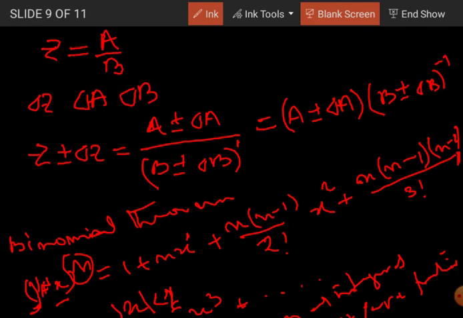So 1 plus x to the power n will be equal to 1 plus nx plus n into n minus 1 divided by 2 factorial into x squared, plus in the next term n into n minus 1 into n minus 2 into x cubed divided by 3 factorial, and it will go on like that. Here this term is plus. Let me write it again.